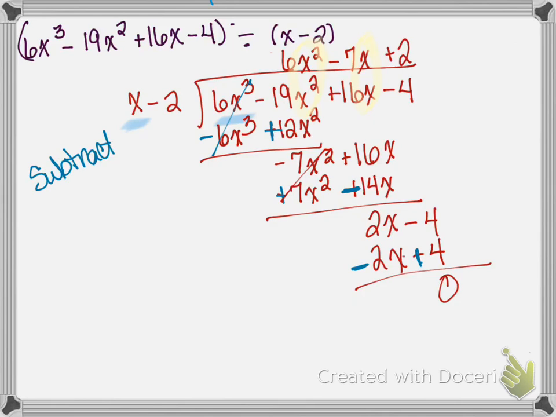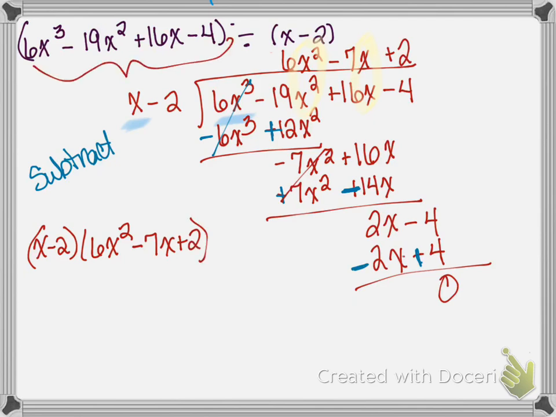And if I were to multiply x minus 2 times what I got, 6x squared minus 7x plus 2, if I multiplied those two together, I would get what I started with. Now, ultimately, what we are going to do with division is find all of my factors. If I find all of my factors, what else have I found? My x-intercepts. So if I have my factors, I set those equal to 0 and I get my solutions. Okay, so that's what we're doing here.